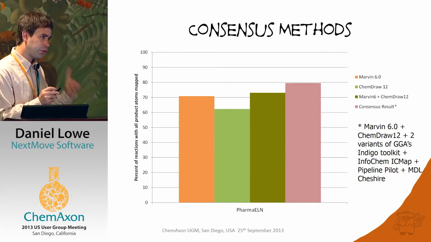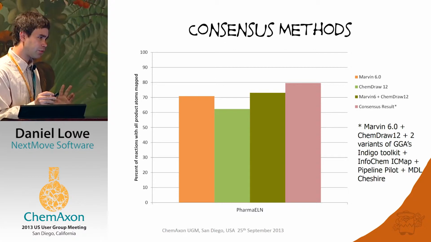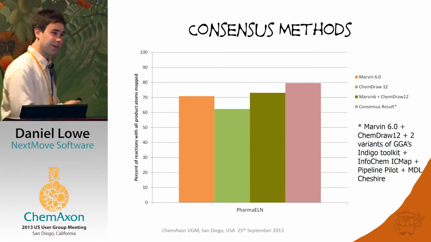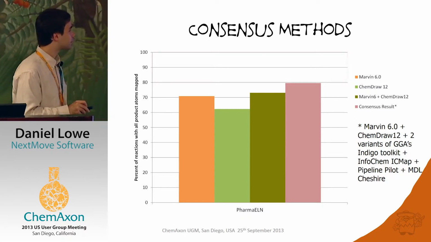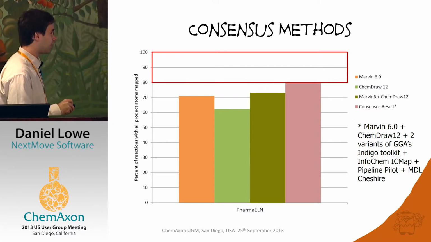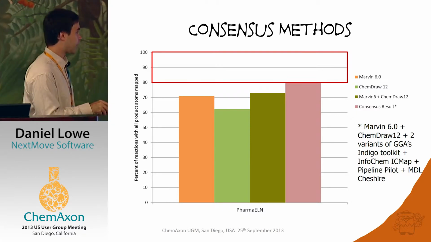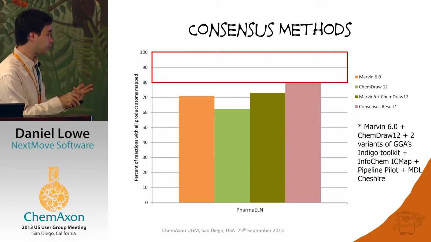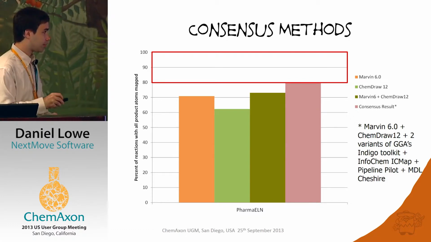It's still far from 100%. Admittedly, you probably don't necessarily want to get to 100%, because not all the reactions will be fit for registration, but still, there's 20% remaining. What is this 20%? Just to add, these are the algorithms that were combined to give this consensus result from various companies.